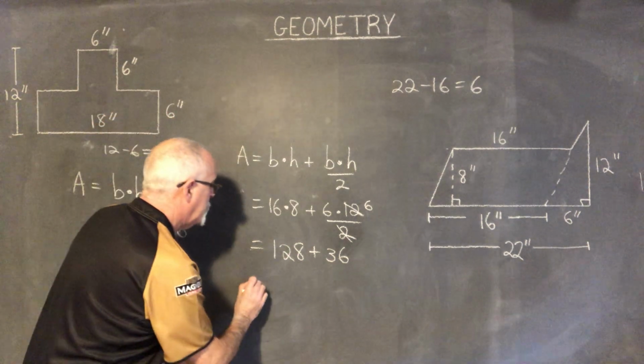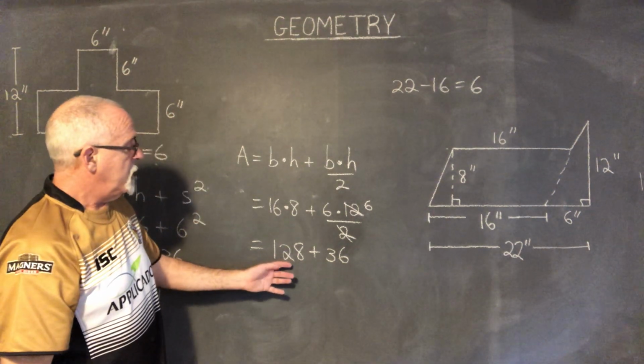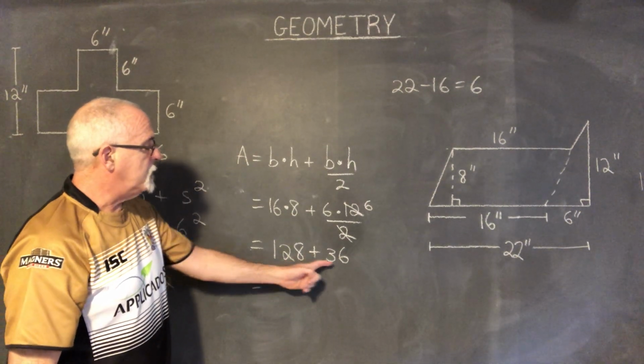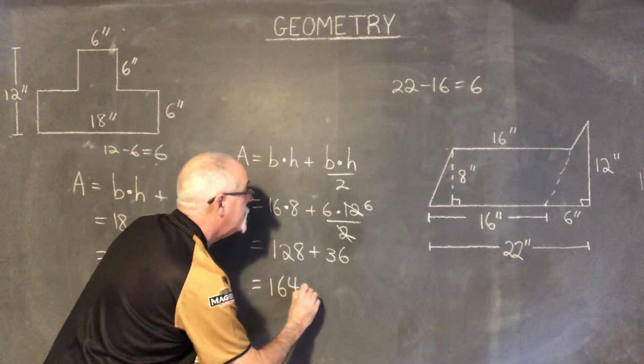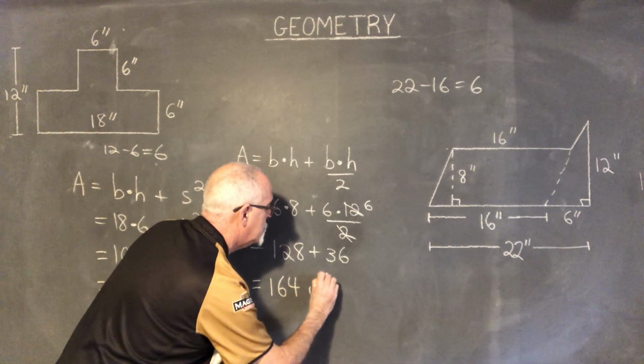Okay, 128 plus 136 is giving me my final answer. 120 plus 30 is 150, and 8 plus 6 is 14. 150 plus 14, that is 164 square inches.